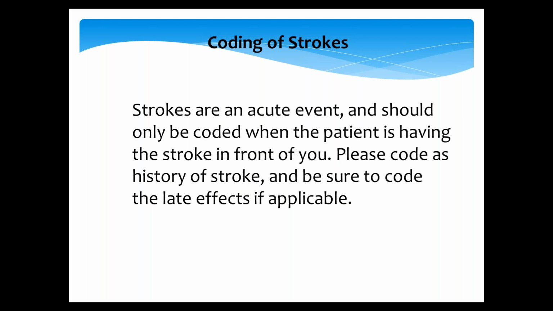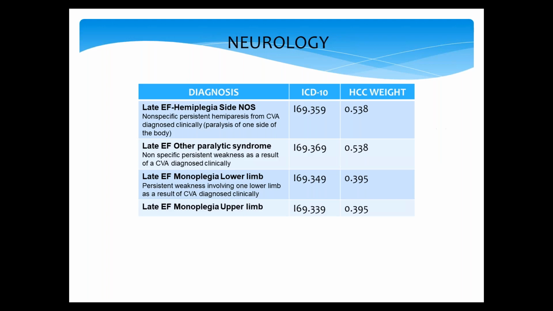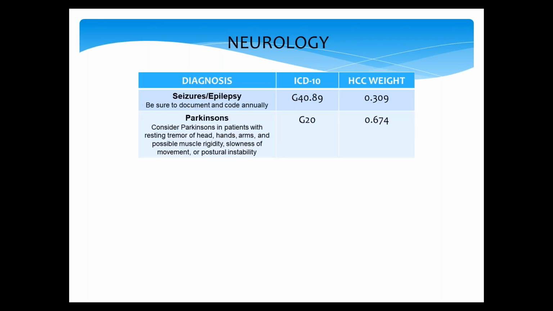Coding of strokes. Strokes are an acute event and should only be coded when the patient is having the stroke in front of you. Otherwise, you have to code it as history of stroke, and you have to show if there are any late effects. That's where the risk score is, and we'll show you those. So if you have hemiplegia or other paralysis or monoplegia, anything that's a late effect from the stroke should be coded as a late effect, using the appropriate ICD-10 diagnosis code.